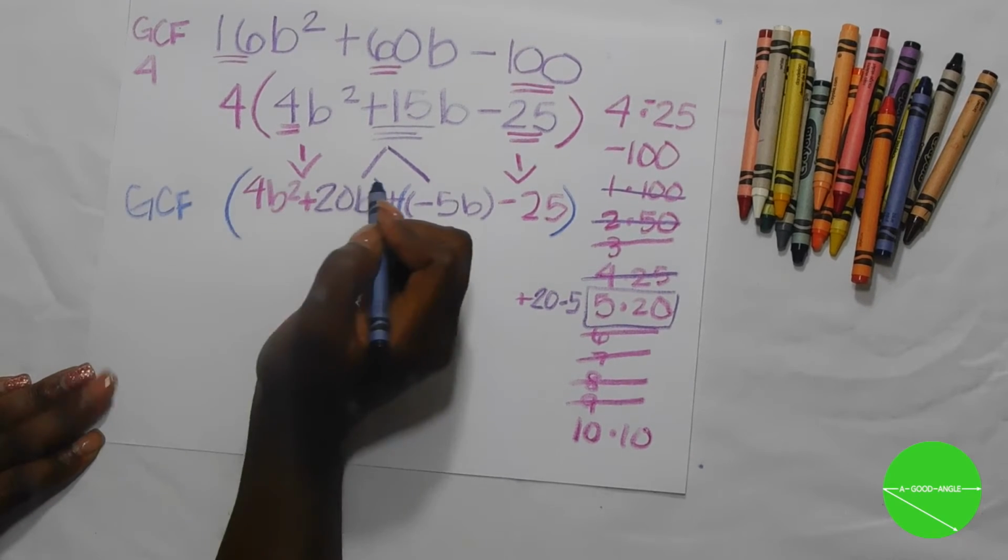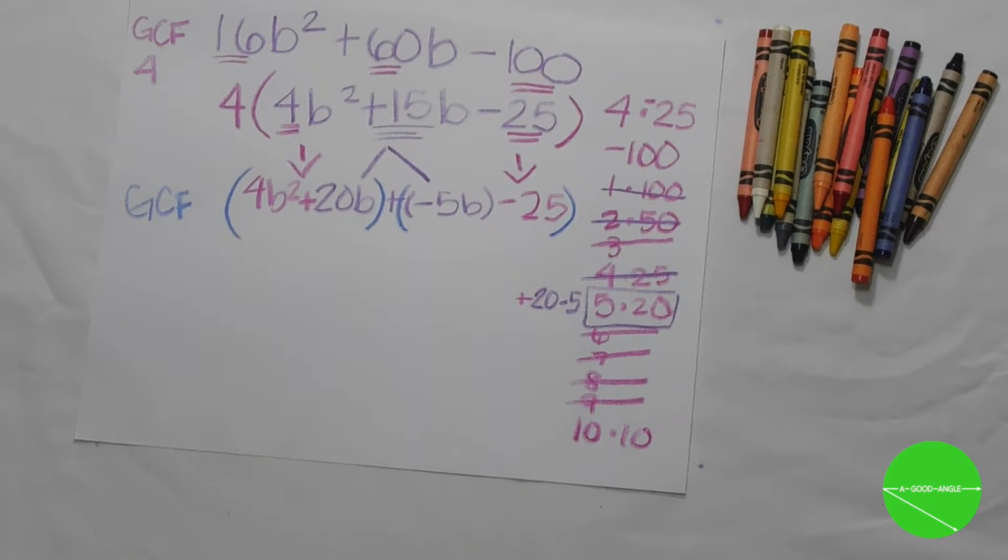Make sure if there's a negative in front of that 5b, that you bring the negative into the parentheses, okay? I know that looks funny, but if you leave it where that plus sign is right now, you are going to mess yourself up. So make sure you bring it into the parentheses.